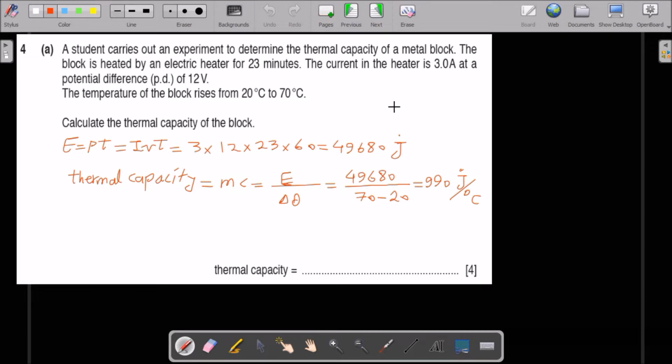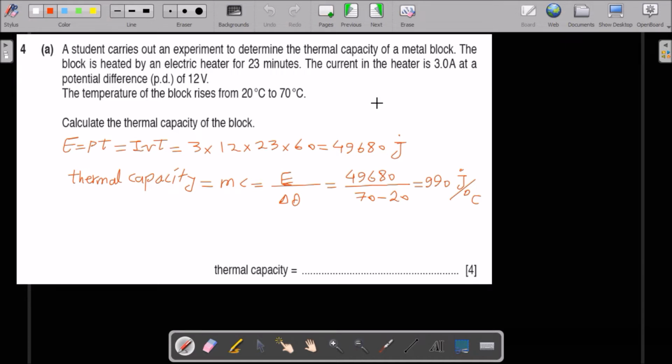Question 4. A student carries out an experiment to determine the thermal capacity of a metal block. The block is heated by an electric heater for 23 minutes. The current in the heater is 3 ampere at the potential difference of 12 volt. The temperature of the block rises from 20 to 70 degrees Celsius. Calculate the thermal capacity of the block. Okay.